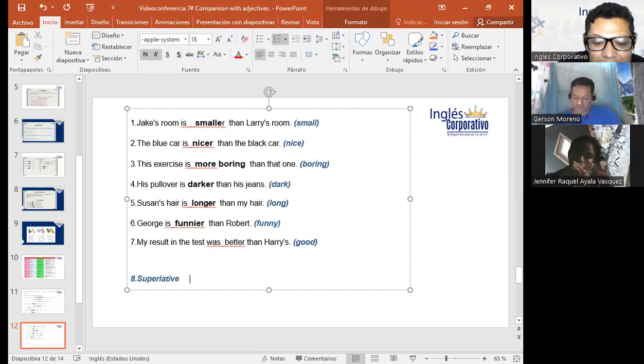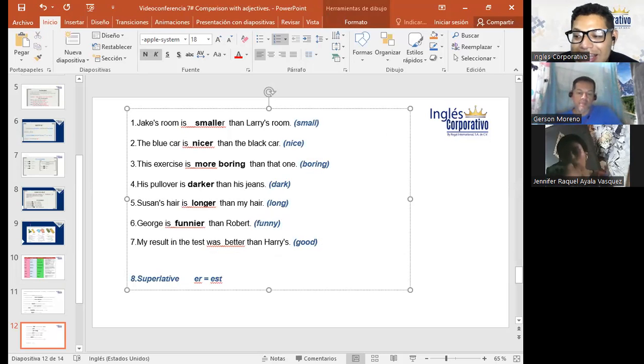tenemos un superlativo, ya no voy a utilizar ER, sino que voy a utilizar EST, ya no va a decir more, sino que the most. Si yo digo alto, taller. Ahora digo the tallest. Ahora va a decir el más alto. Y cuando el adjetivo tiene más de dos sílabas, para el comparativo es more, pero para el superlativo es the most.